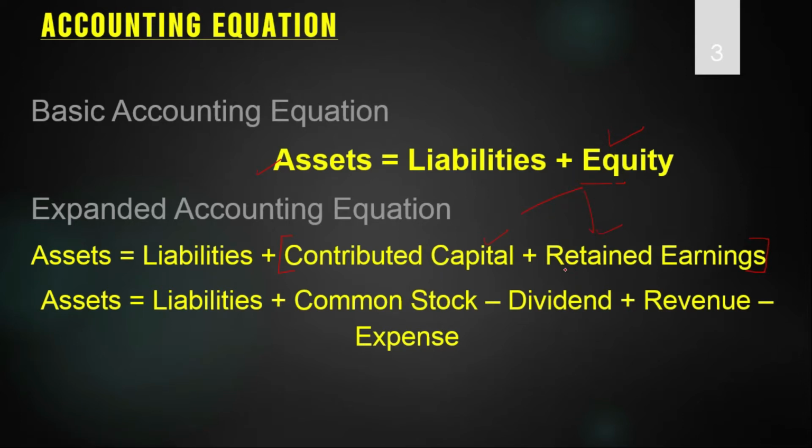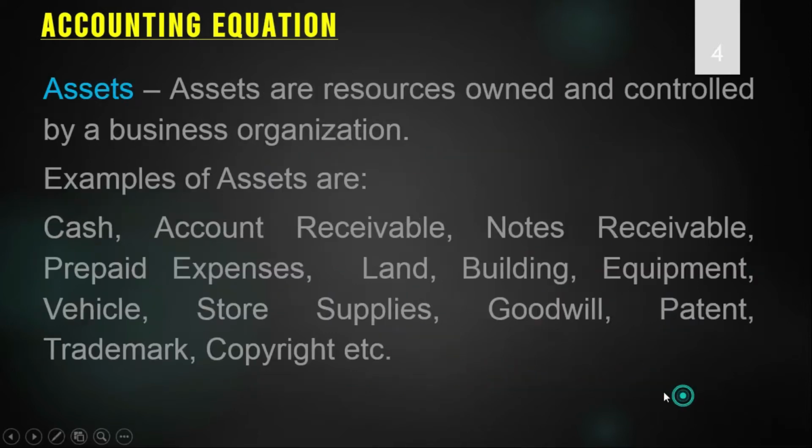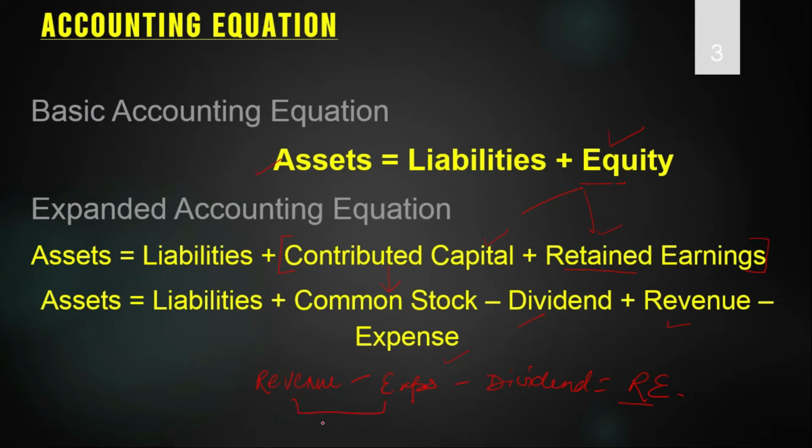Now the retained earnings can also be broken down further. Contributed capital means the common stock, and the retained earnings is the amount that you get after making the adjustments of dividend, revenue and expenses. So revenue minus expense minus dividend will be the retained earnings. Revenue minus expense, you know that it is called net income. So we can say that net income minus dividend is equal to retained earnings.